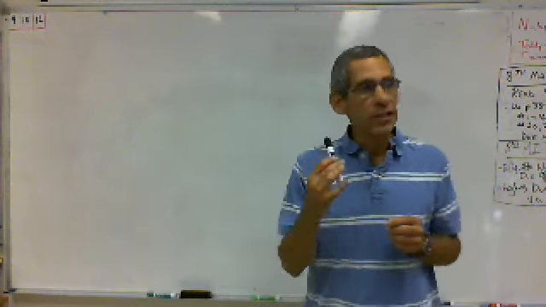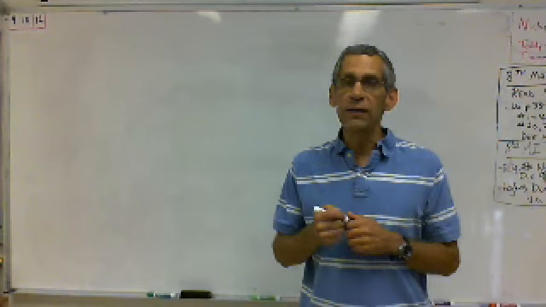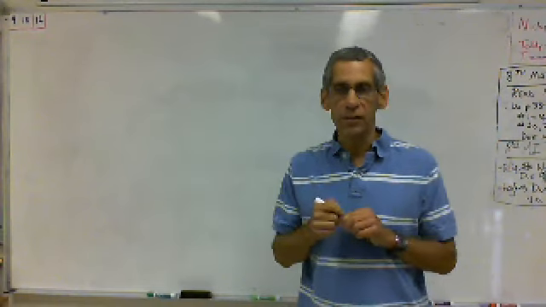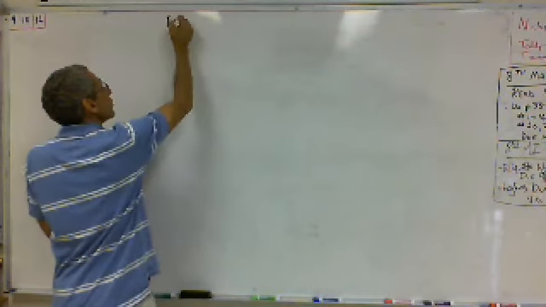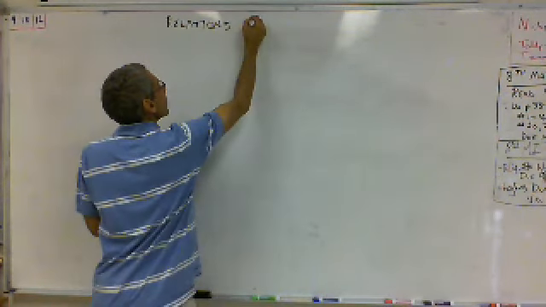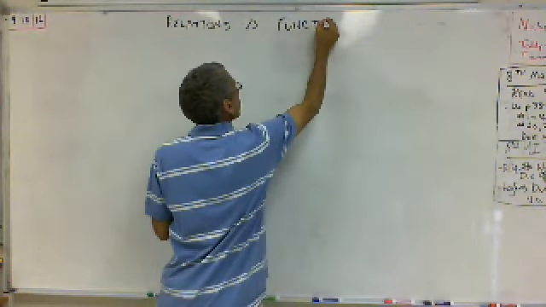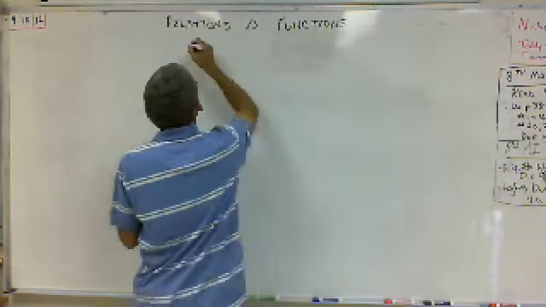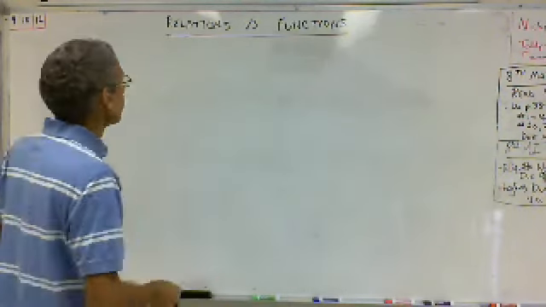And you're going to see a different way to write an equation of a line in what's called function notation. Okay? So we're going to talk about relations versus functions. So this should be in your notes. You should write this down. This is note-taking time. So relations versus functions.